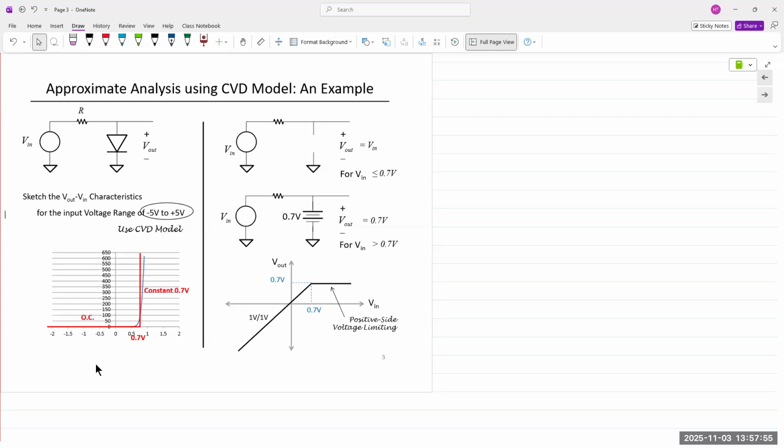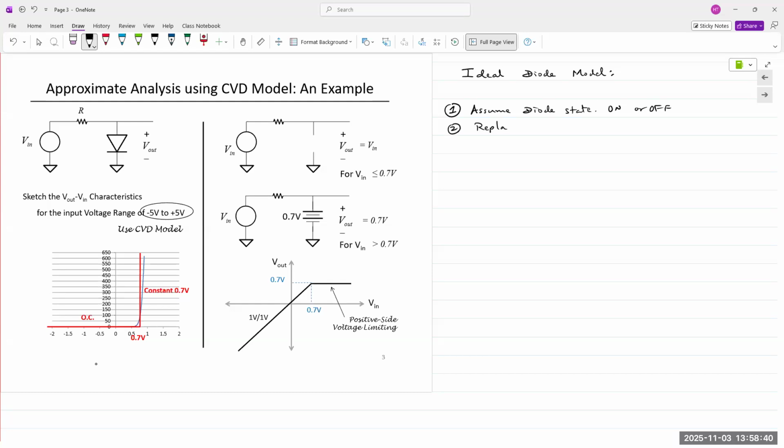Okay. So let's say this was not a constant voltage drop model. This was an ideal diode. If it was an ideal diode model, how would we analyze the circuit? Well, what we need to do first is we first make an assumption. So assume a diode state. Do you think the diode is on or do you think the diode is off? So assume diode state on or off.